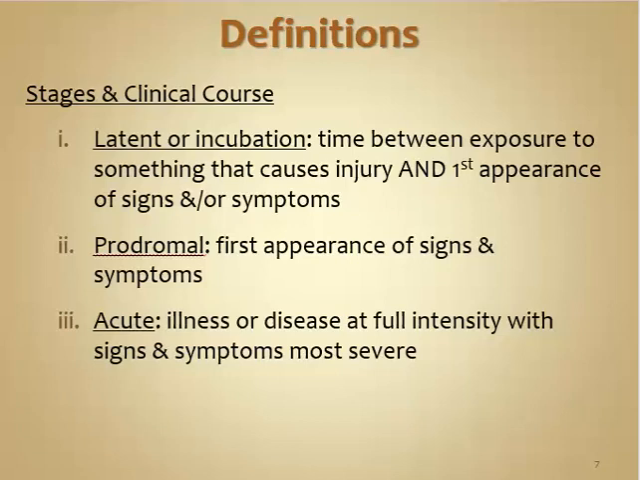Prodromal signs are the first appearance of signs and symptoms, and they might be vague, and they might not be what continues. So for instance, people with migraine headaches often get prodromal visual symptoms. The visual symptoms don't necessarily last, but they are the first symptoms that the process of getting a migraine manifests as. Acute is usually an abrupt onset, short duration, full intensity. It might be the most severe.